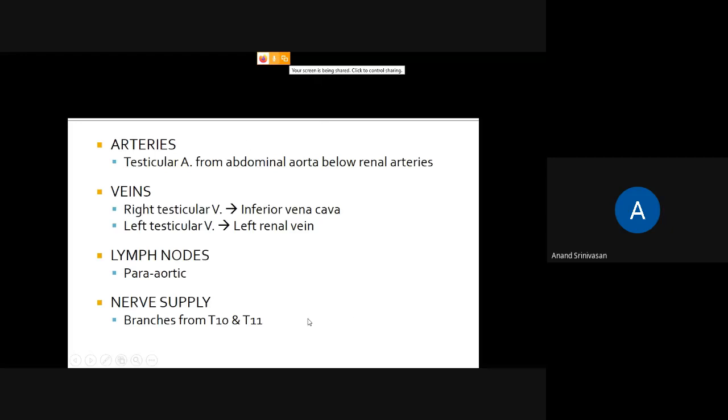The testicular artery is from the abdominal aorta, the right testicular vein drains into the inferior vena cava, and on the left into the left renal vein. The lymphatic drainage is into the para-aortic group of lymph nodes, and the nerve supply is T10 to T11. Any doubts?